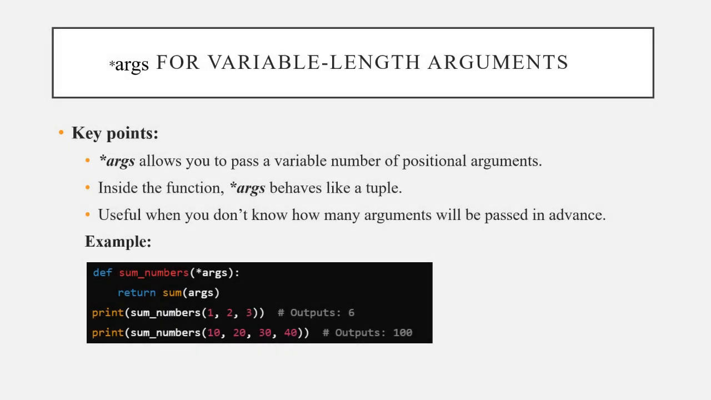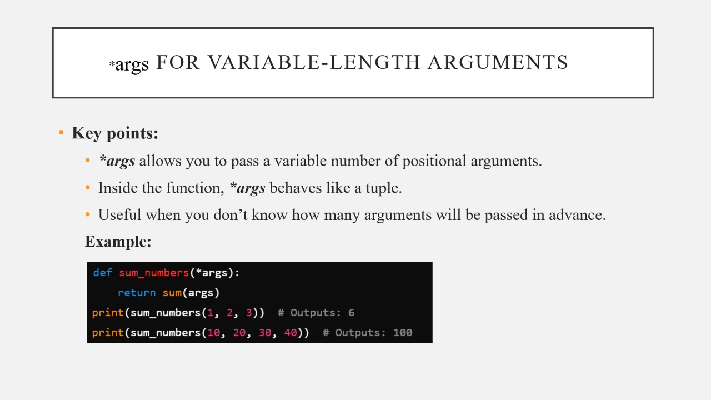Now let's look at the arguments for variable length arguments. Now let's discuss *args, which allows a function to accept a variable number of positional arguments. This means you can pass as many values as you want and they'll be packed into a tuple. Now take this example. Whether you pass 2 or 10 numbers, the function will add them all up. Now write a function using *args and see how it simplifies handling multiple arguments.